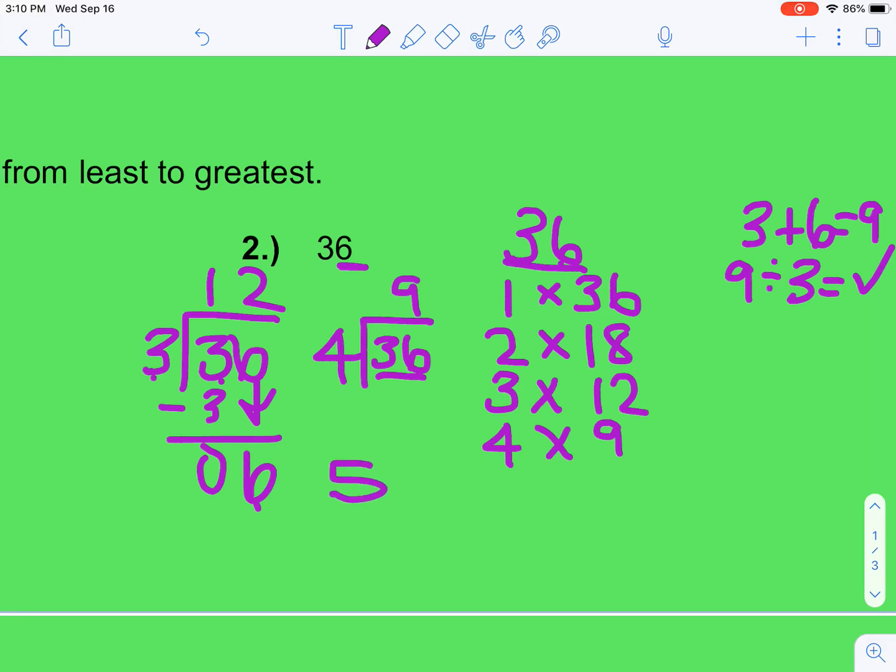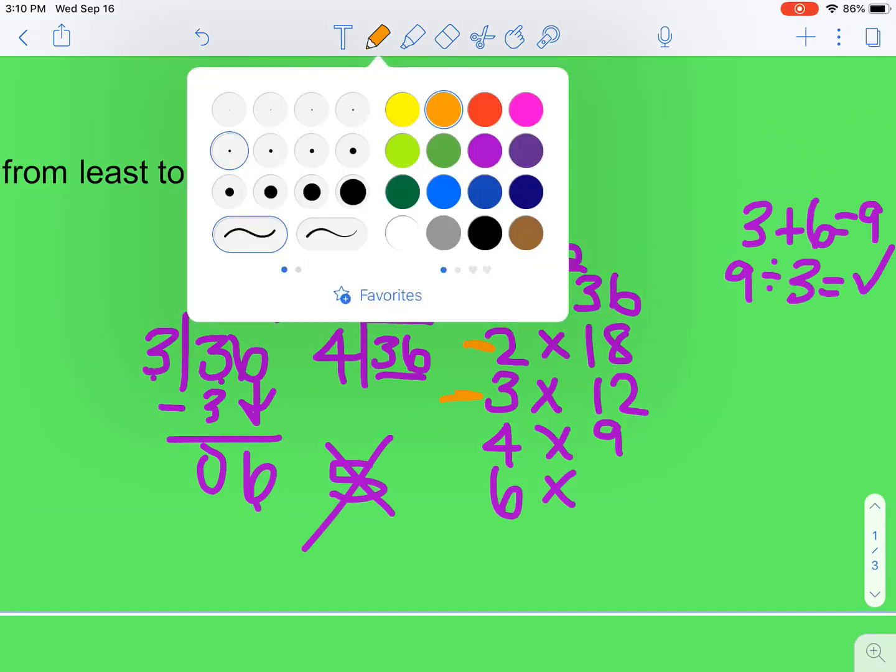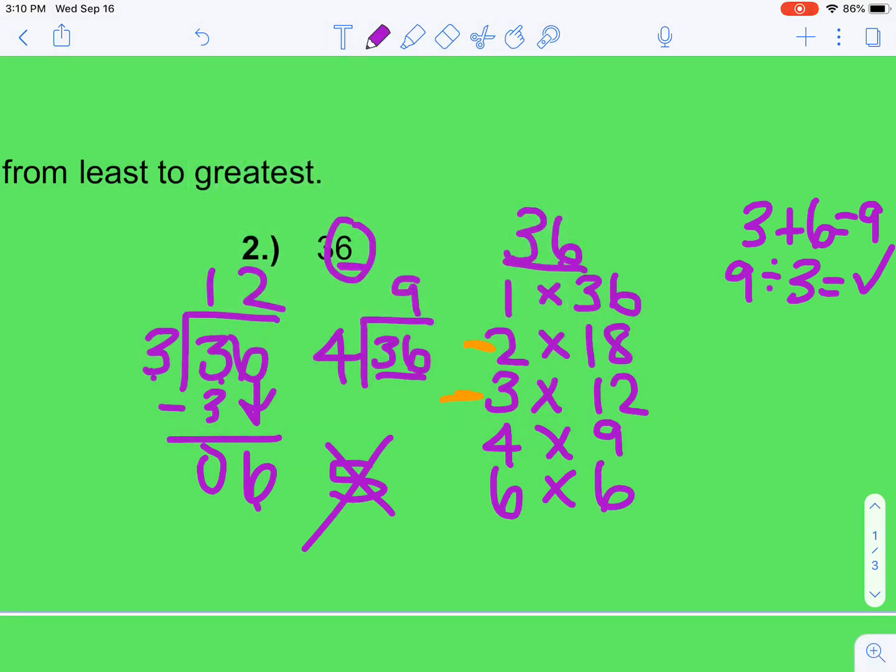Alright, let's try 5. Does 5 go into 36 very nicely? You're right, it doesn't because this 6 does not end in a 0 or a 5. So 5 doesn't work. What about 6? It sure does, because we know that this number is divisible by 6 if it's divisible by 2 and 3, which it is. So, if you already know the fact, 6 times 6 gives us 36. And now I know I'm done.